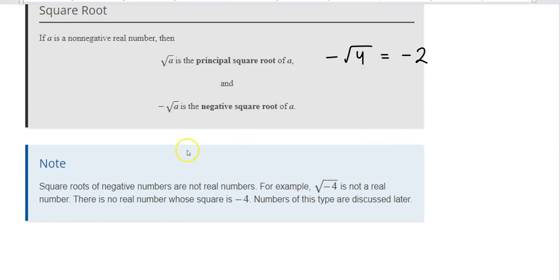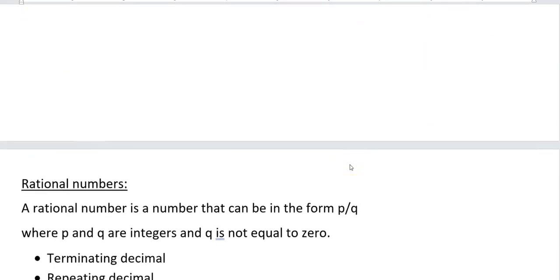Note, square roots of negative numbers are not real numbers. For example, the square root of negative 4 is not a real number. There is no real number whose square is negative 4. This is saying, can you have a bedroom with sides of negative x and negative x? Can you have negative length? No. And notice if you multiply a negative times a negative, you're going to end up with a positive anyway. This is what that is basically saying. So let's continue on.